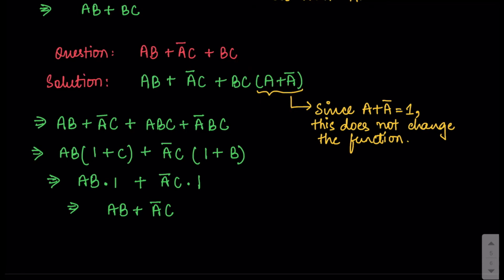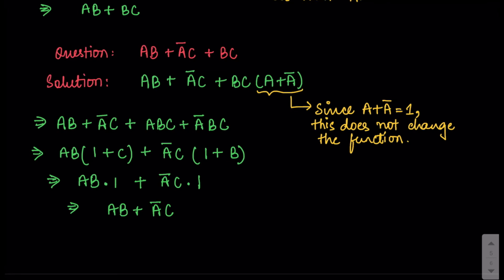So even if we write it like this, it will not affect the functionality. What it helps us with is that when we do it this way, we are able to take common terms. We can take ab common between the first and the third term and a bar c common between the second and the fourth term. After we do this, we get in the brackets (1 + c) and (1 + b), which reduce to 1 each of them, and then you are left with ab + a bar c. So you can see that you are completely vanishing the third term, which is bc.